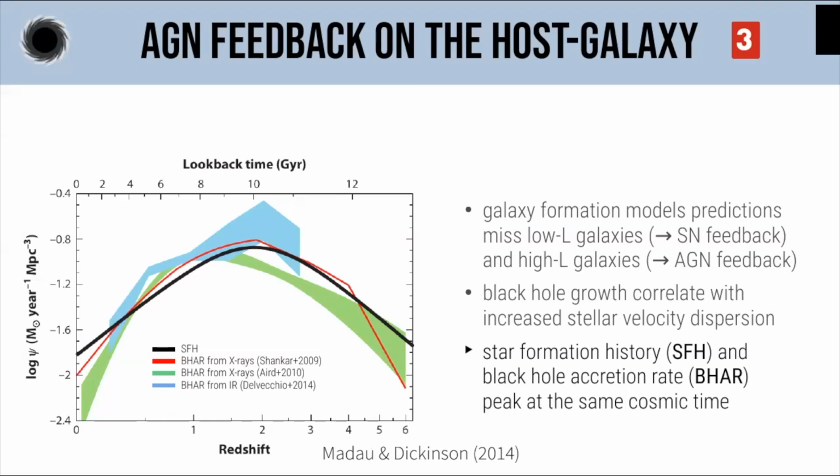So this is the star formation rate density and black hole accretion rate density over cosmic time. And we can see that they peak at the same cosmic time, around redshift 2. Since molecular gas is the fuel both for star formation and for black hole accretion, it is very important to establish how the AGN can have an impact on this phase of the gas.